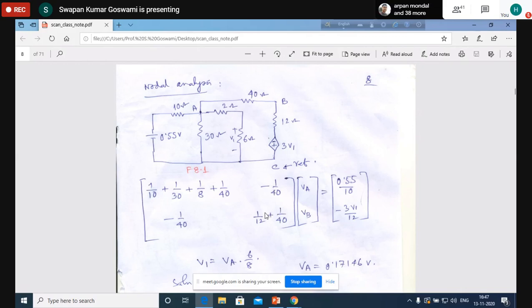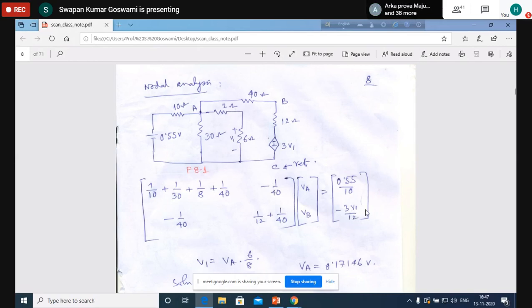What is V1? As I have seen, V1 is 6 VA by 8. That means you can put 6 VA by 8 in place of V1. V1 equal to 6 VA by 8. So if it is 6 VA by 8, then it is 3 by 12, now this 3 into 6 VA by 12 into 8.